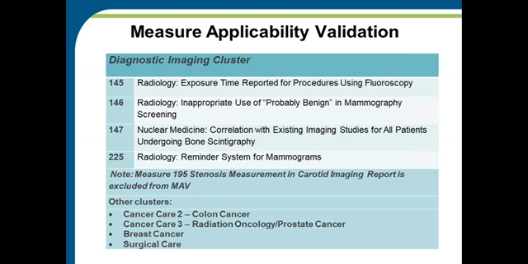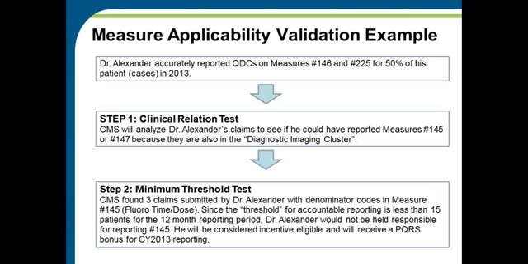This is the diagnostic imaging cluster that is used in the measure applicability validation process. So there are only 4 diagnostic radiology measures in the imaging cluster. Other clusters to be aware of for radiation oncologists, there are 3 clusters related to cancer care, and there is a cluster on surgical care that interventional radiologists should pay attention to. This includes the perioperative care measures. So we'll go through an example then for the measure applicability validation process.